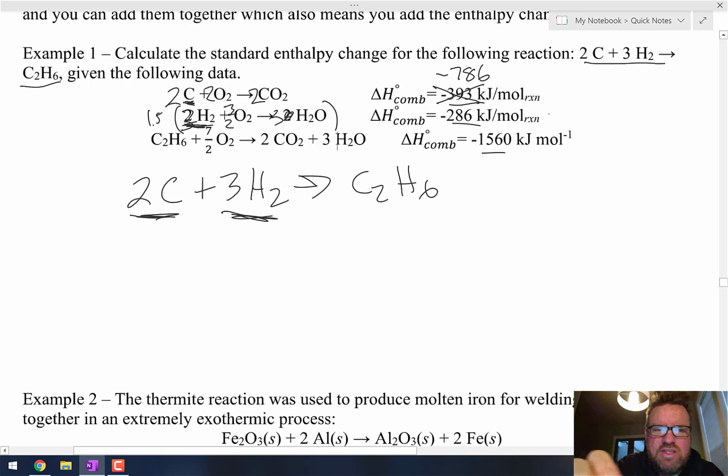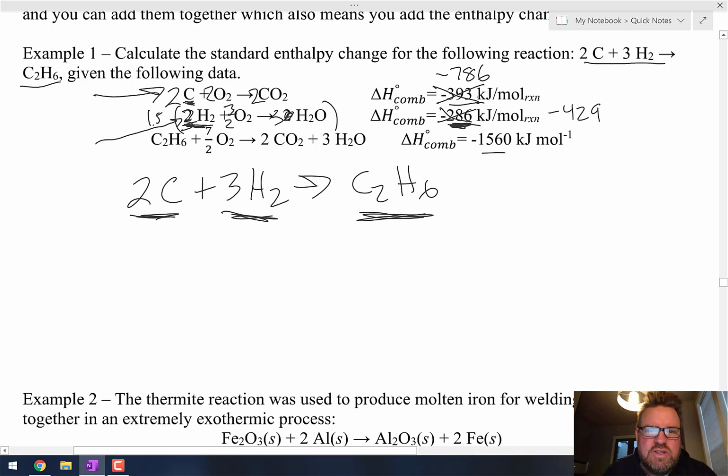Anyway, so now we have our 3 hydrogens right there. There are our 2 carbons right there. So that we've taken care of. But now we need C2H6. Oh, I'm sorry, that's the one thing I forgot. I was in the middle of that. So what happens to our delta H here is we also have to multiply that by 1.5. So 286 times 1.5 is going to equal negative 429.